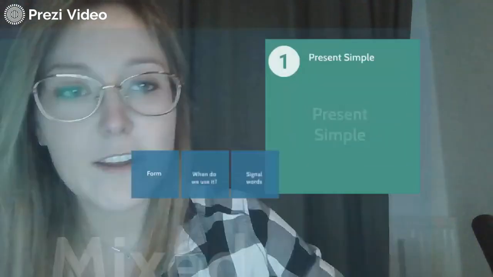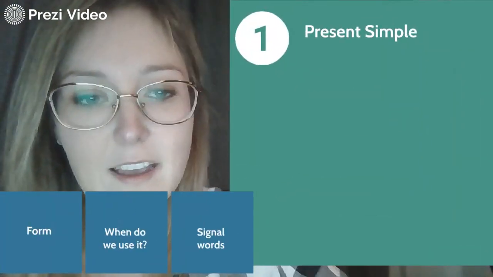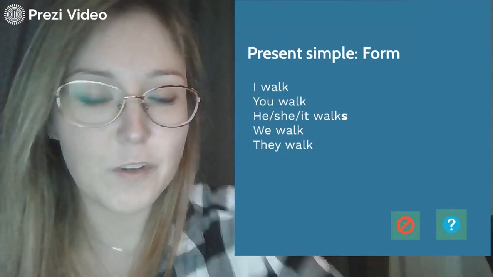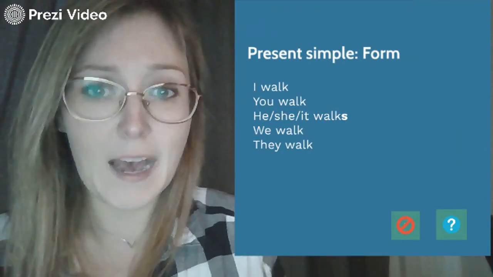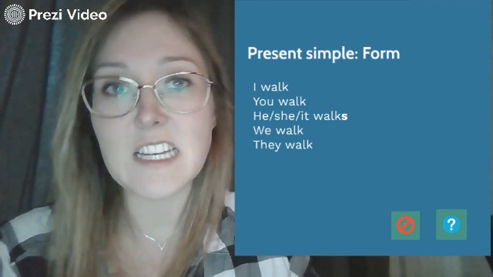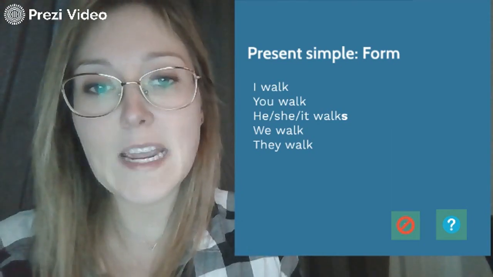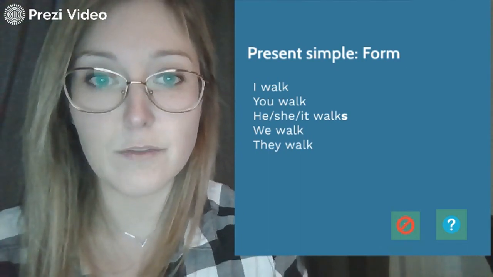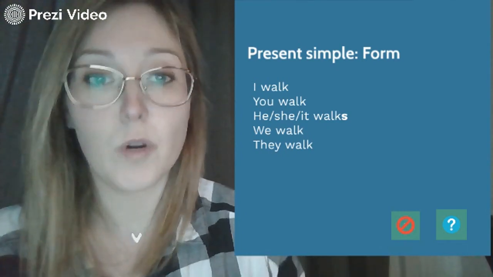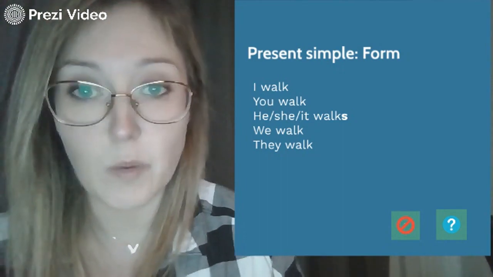Now, we're going to take a look at the present simple first, and we'll start with the form. So, what does it actually look like? For the present simple, what you have to pay attention to is he, she, and it. For I, you, we, and they, nothing really changes, as in nothing changes to the form of the verb. It's just I walk, you walk, we walk, they walk.